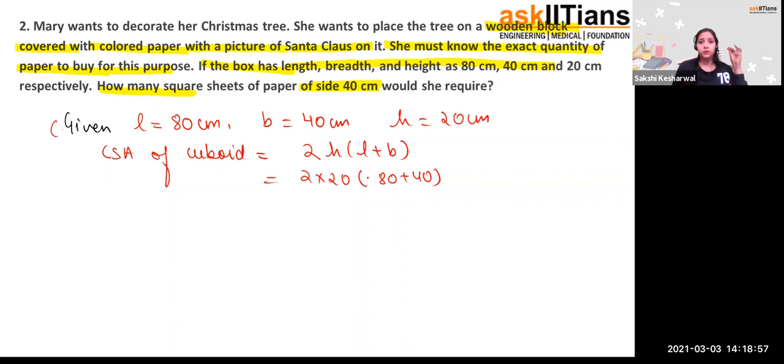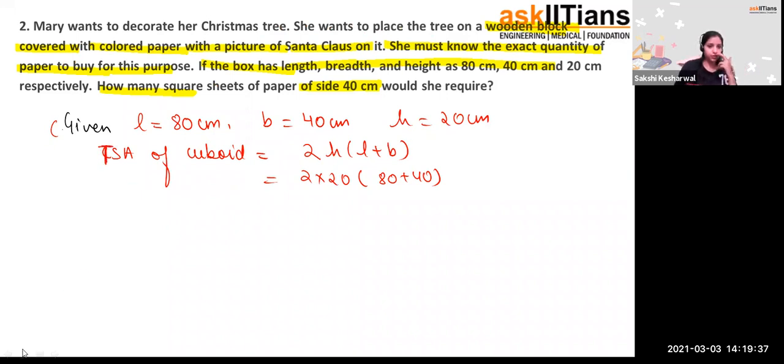Wait a minute. See over here, I think it should be like this: she wants to place a tree on a wooden block covered with colored paper with the picture of Santa Claus on it, and she must know the exact quantity of paper she has to buy. So it means it's not the CSA. She will be covering the whole part, right? My bad. She's going to cover the entire part, not just the CSA.